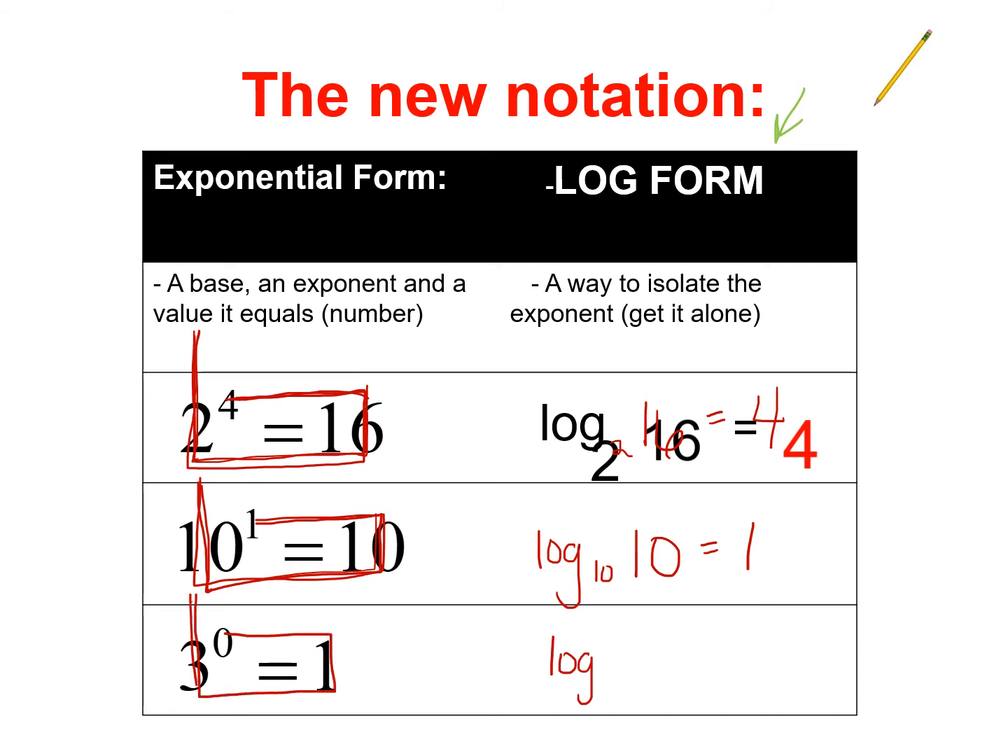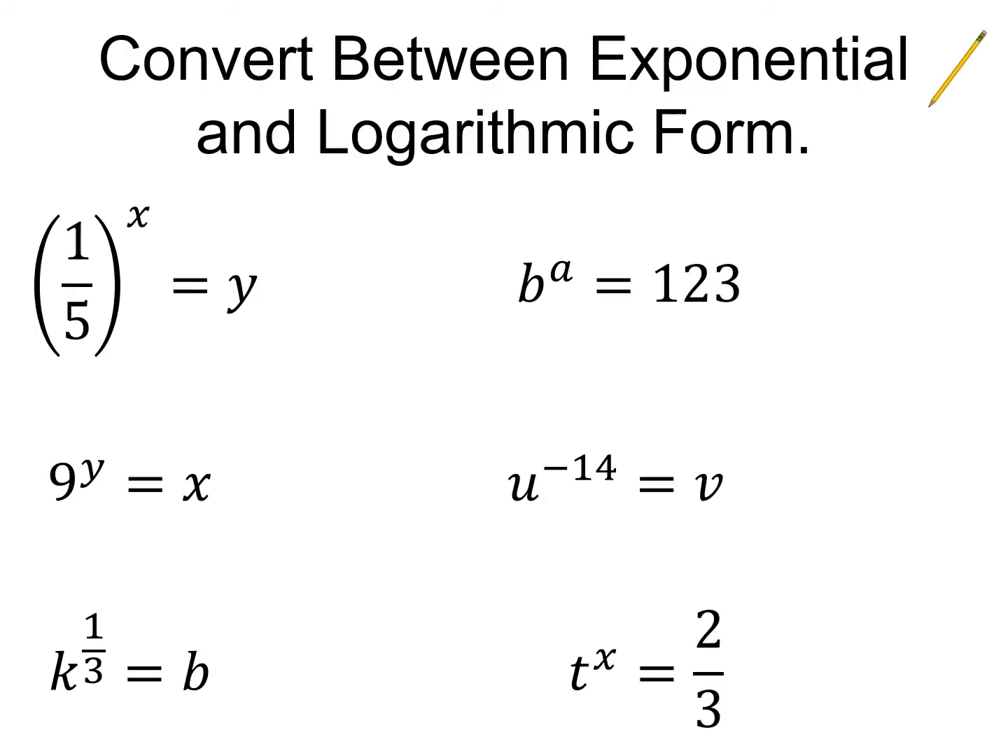So if I came down through the 3, that's going to be my base. Go over to the 1, that's going to be that value that switched sides, and then it's going to equal, as I go back, 0. Okay, so again, all we're doing is changing from one form to the other. So let's jump in and try just a couple more examples.